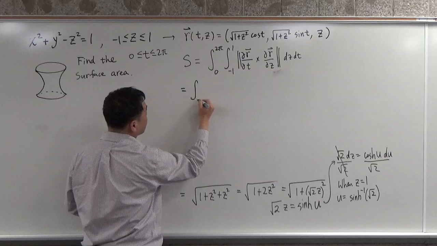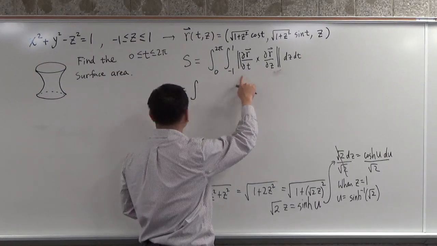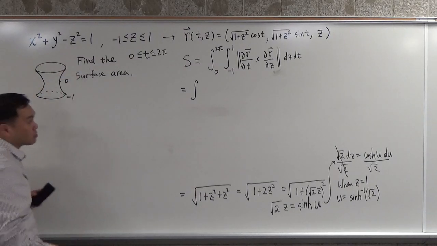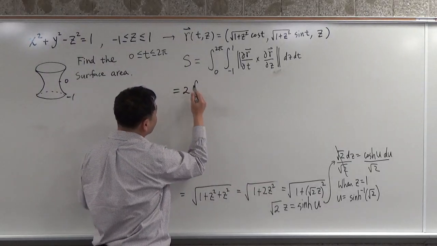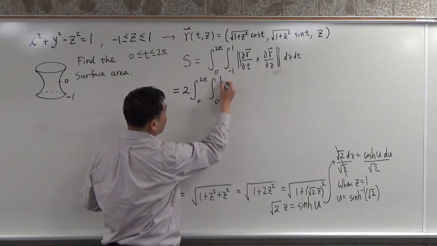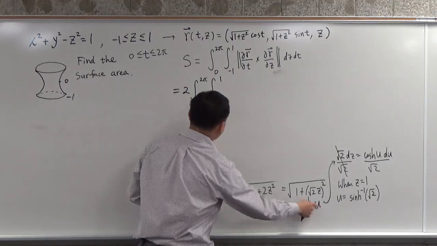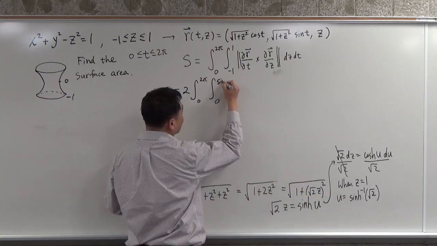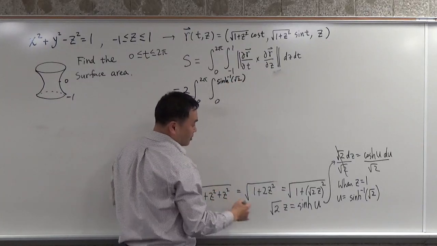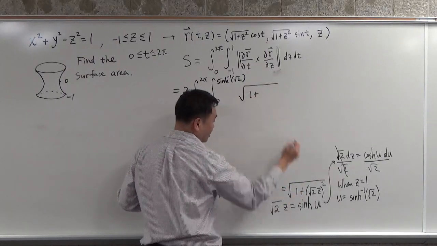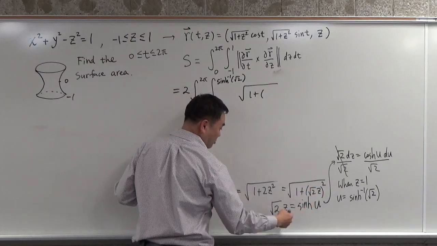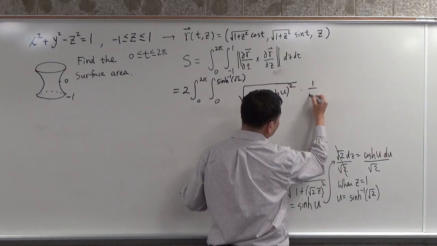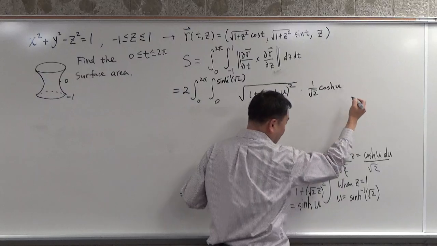Okay, this integral is now, let me first use the fact that this shape is symmetric, so -1 to 0 has the same shape as 0 to 1, right? So we're going to use that to just double the integral from 0 to 2 pi and from 0 to 1, okay, for dz. But then when z is 0, u is 0, so 0 is okay. But when z is 1, u is this value, sine hyperbolic inverse of square root of 2. So we're going to put sine hyperbolic inverse of square root of 2 here. And then now I can replace square root of 2z as sine hyperbolic of u. And then dz is now replaced by 1 over square root of 2 cosine hyperbolic of u du.